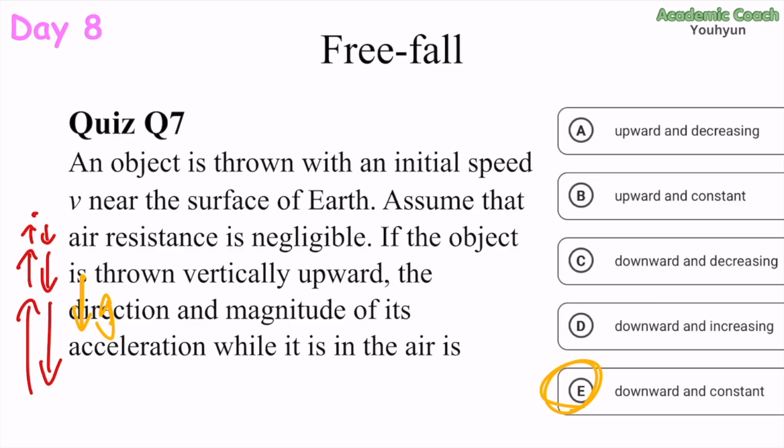Velocity will be changing. Velocity switches from pointing upward to downward. Velocity's magnitude also changes. But acceleration does not change at all. It does not switch direction. It does not change its magnitude.